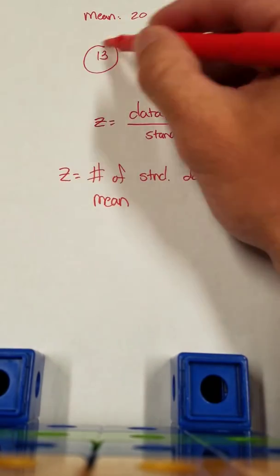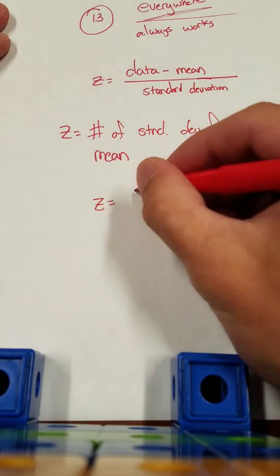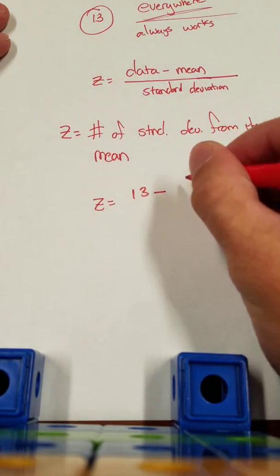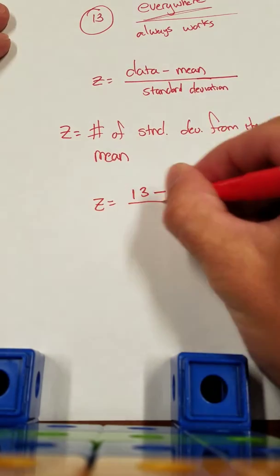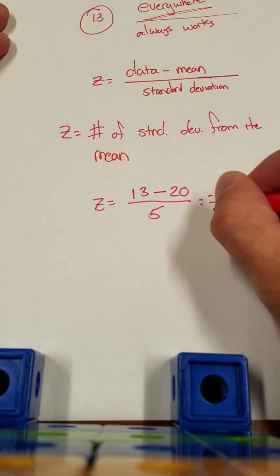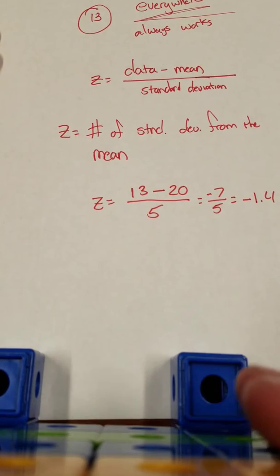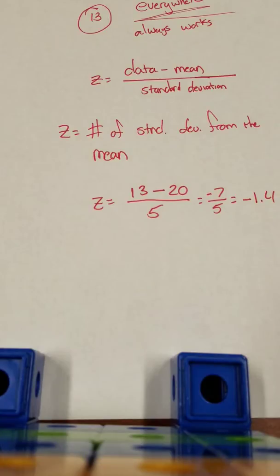So let's just take this 13, for example. So my z-score equals 13 minus the mean, which is 20, divided by the standard deviation of 5. That gives me negative 7 divided by 5, which gives me negative 1.4. So it's negative. That means it's going to be left of the mean. And then 1.4, it's 1.4 standard deviations from the mean. So it is 1.4 standard deviations from the mean to the left.